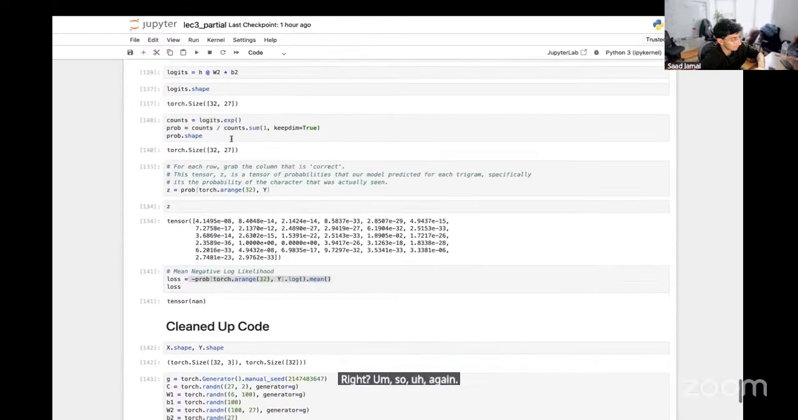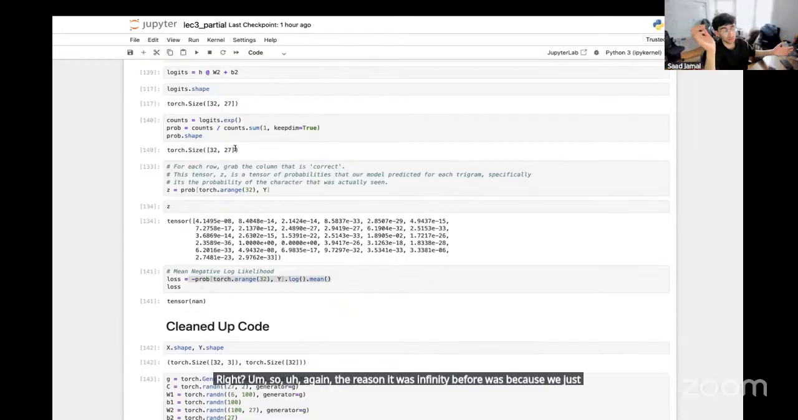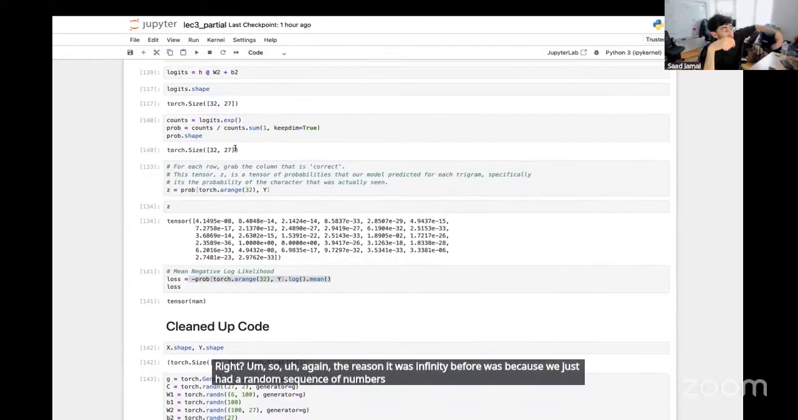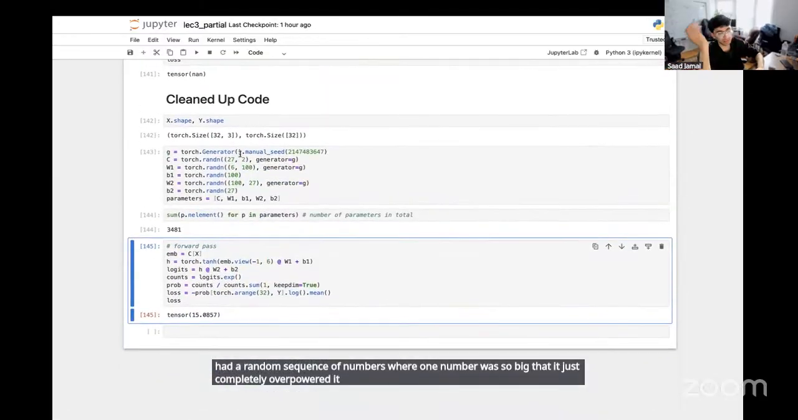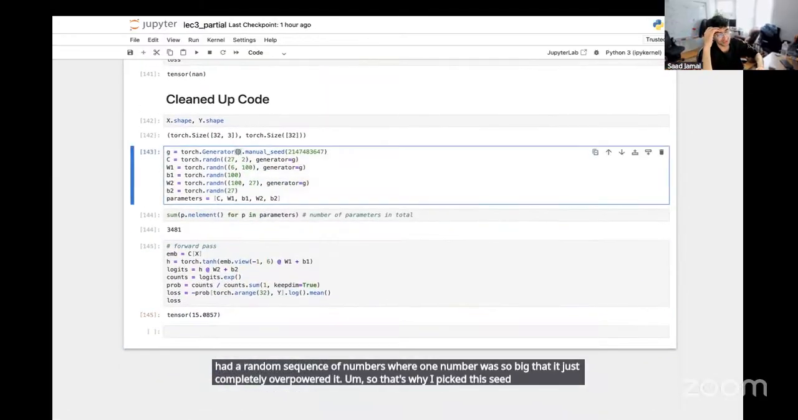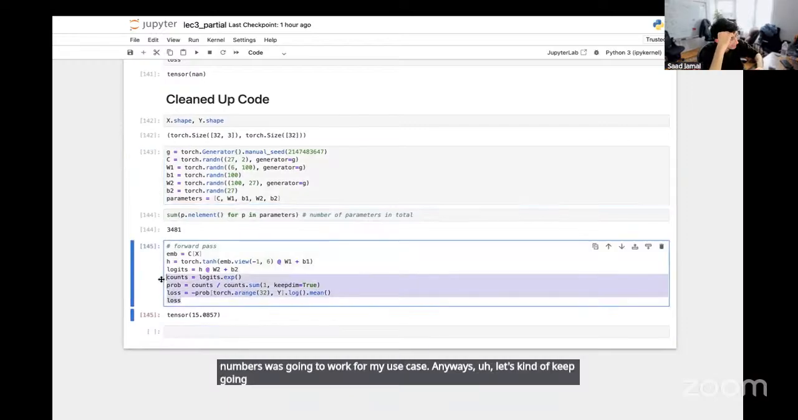Again, the reason it was infinity before was because we just had a random sequence of numbers where one number was so big that it just completely overpowered it. So that's why I picked this seed, so that the random numbers were going to work for my use case. Anyways, let's keep going. These three lines, we're doing this over and over and over again.